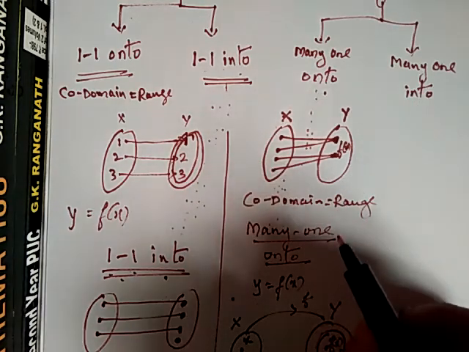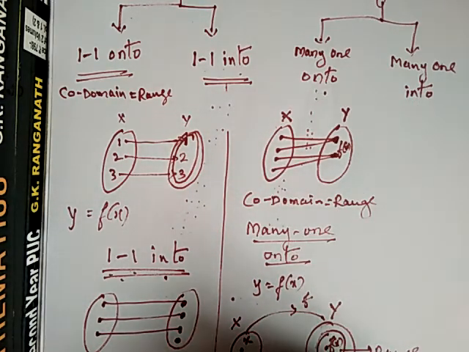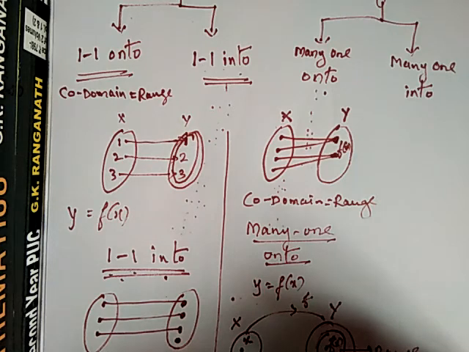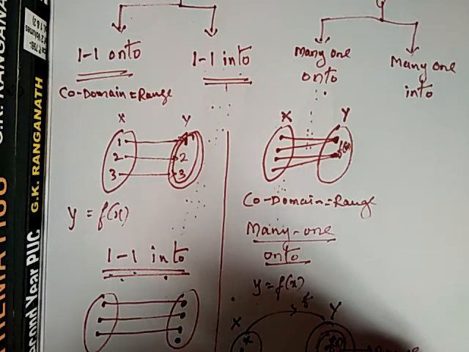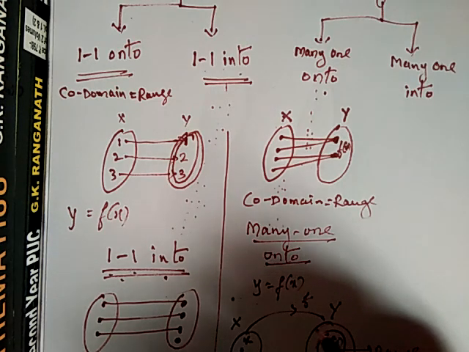In the next class we will have clarity on how to prove many-one function, one-one function, many-one onto, many-one into, one-one onto and one-one into functions, with examples. So how many types of functions are there? One-one onto, one-one into, many-one onto, many-one into. There are four types. I hope you have understood. If you have any doubt, you can comment and ask me. Okay, thank you.